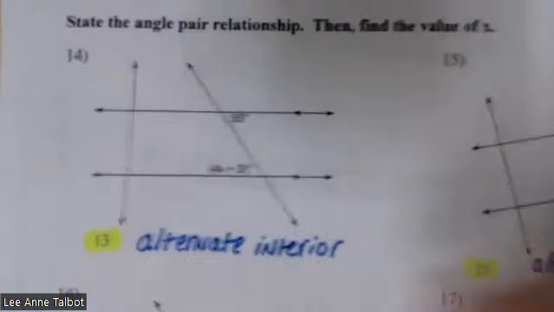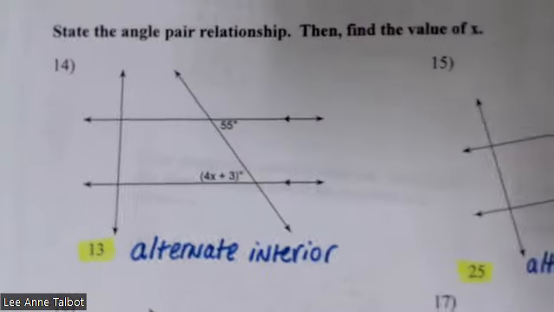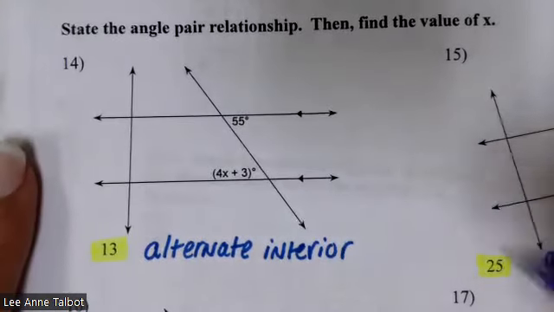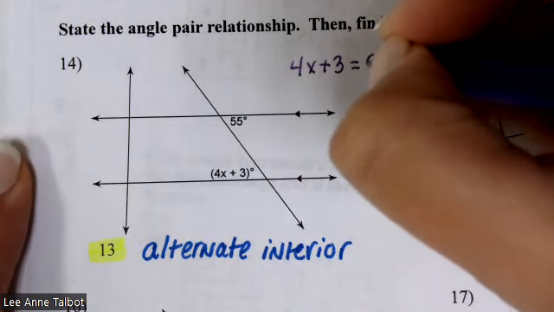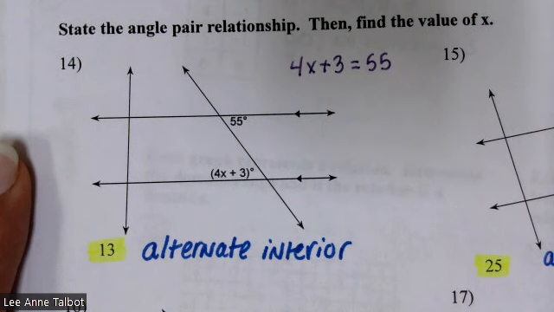So I said, okay, that means that these two things are equal. So I said 4x plus 3 equals 55. And then I solve for x.